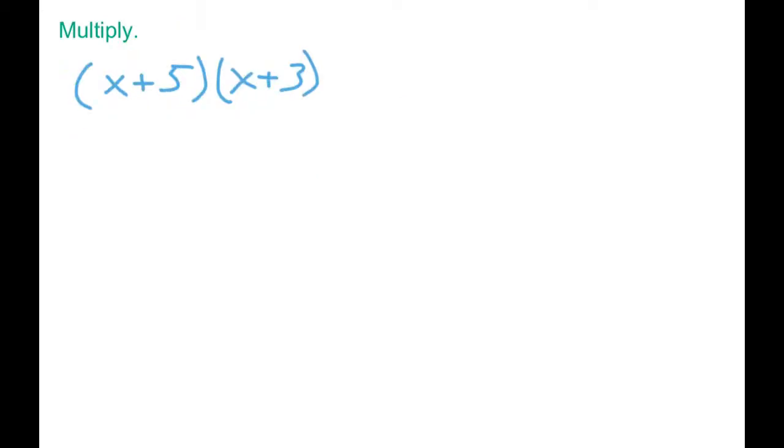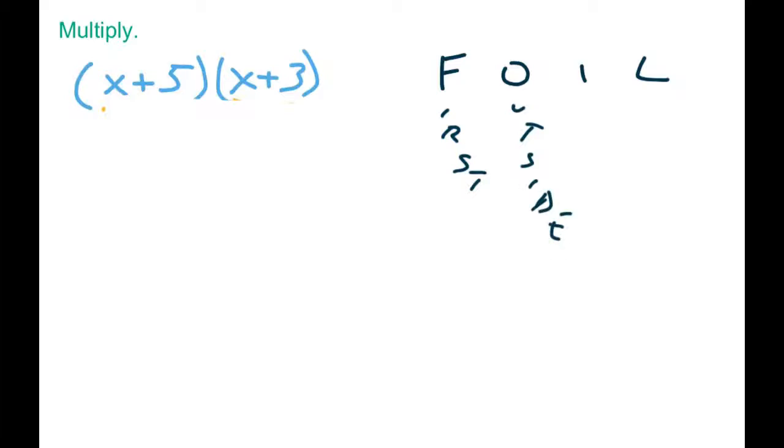All right, now we're multiplying two binomials. Here you got to make sure you're not only multiplying this x times this x, but also the 3, and then this 5 has to be multiplied by the x and the 3. Okay, now to do that, we have a method that we call FOIL, where F is first, O is outside, I is inside, and L is last.